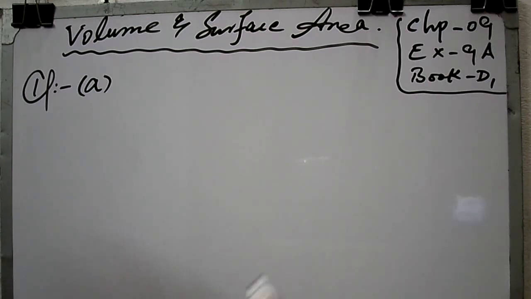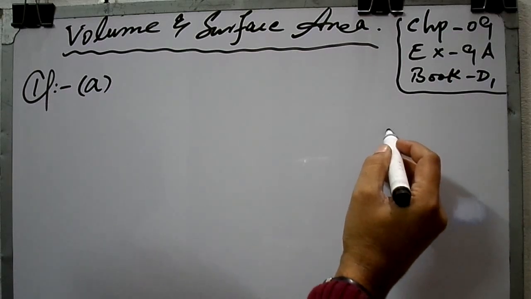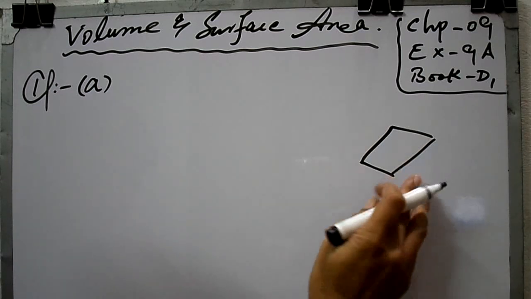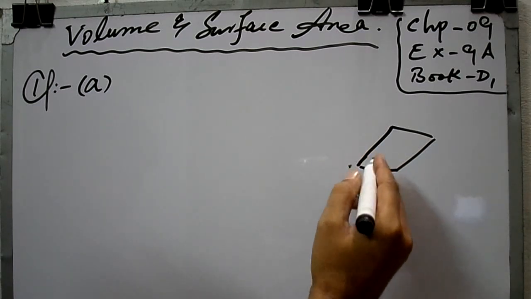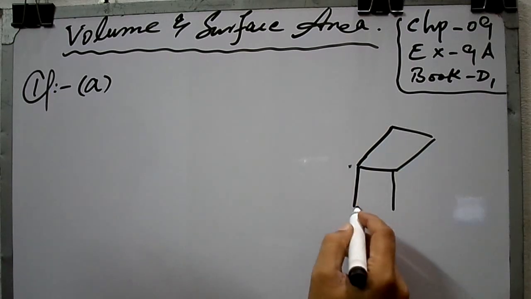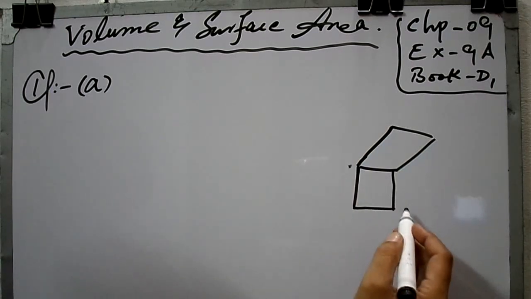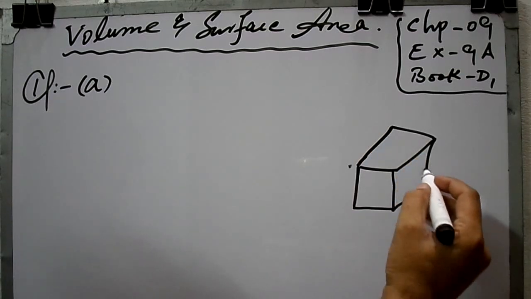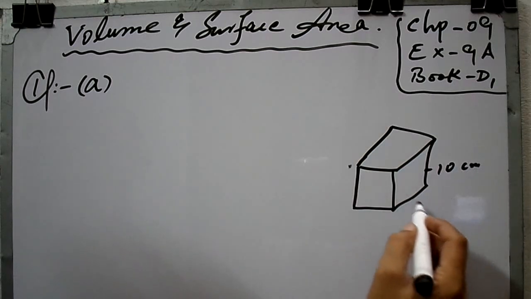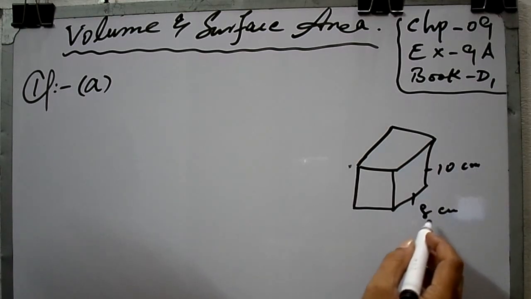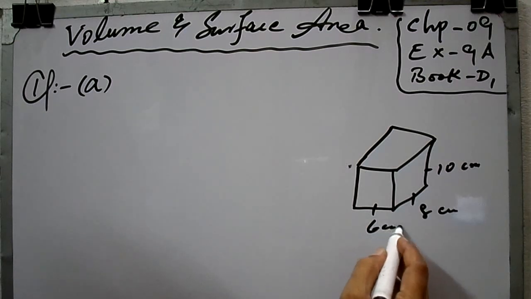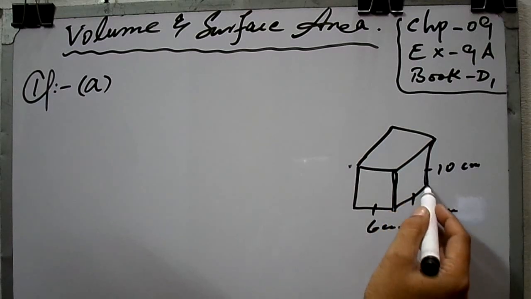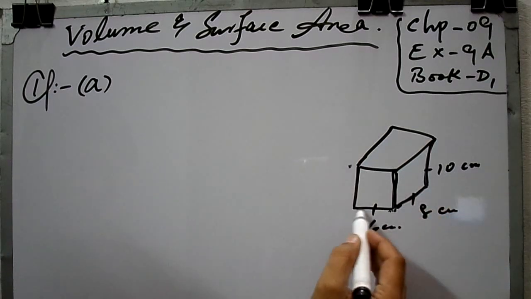You can see in your figure, you have been given the given solids. Now how can we find its volume and surface area? You can see that is your 10 centimeter, that is your 8 centimeter, and that is your 6 centimeter. So basically that is your height, that is your length, and that is your width.